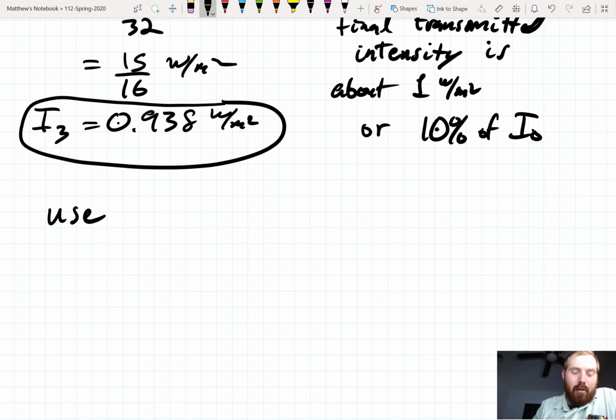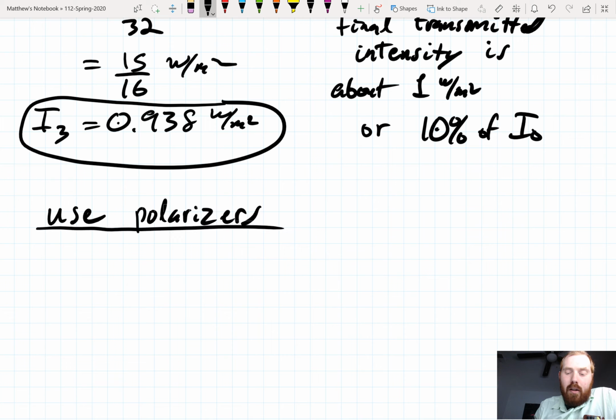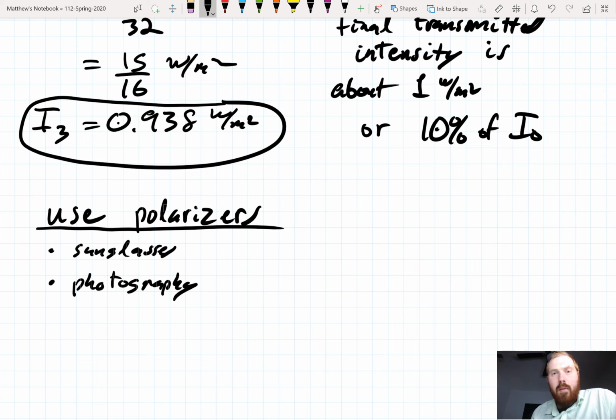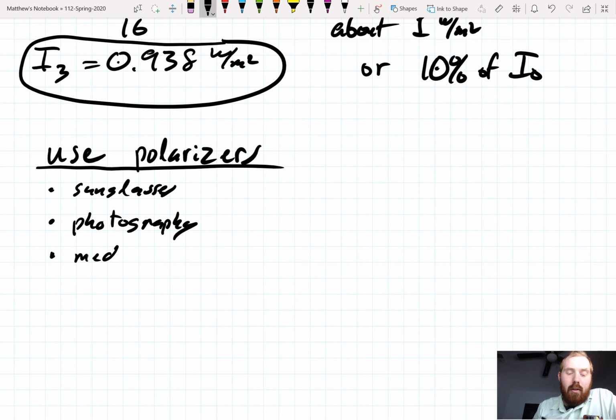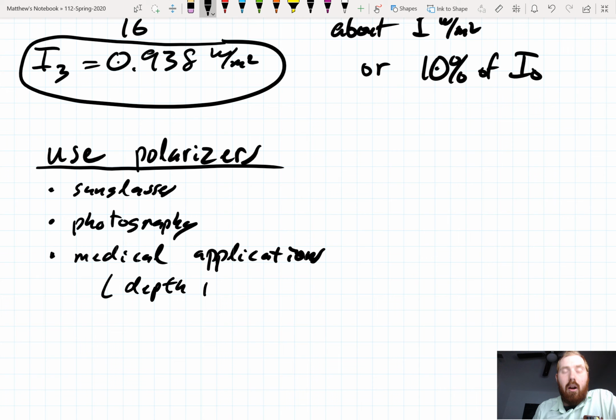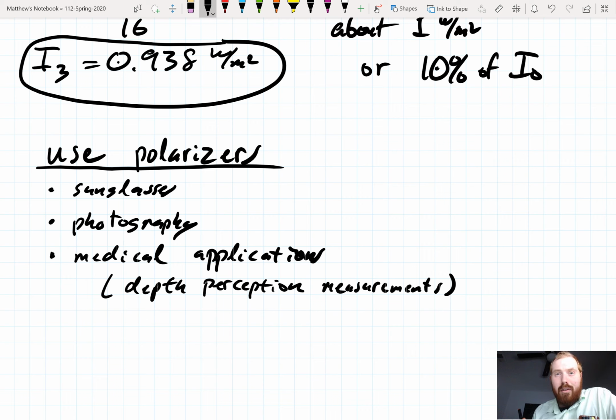So as we wrap up, I want to talk about some uses of polarizers, just so you have these things in your head. As we already established, sunglasses. Very useful for sunglasses. They also come up in photography. You can do special types of images, how you record the images onto your plates. You can use polarizers to help with that. Other uses, you can have tons and tons of medical applications. A common one is depth perception. You actually can put devices on people's faces, shoot different types of polarized light into their eyeballs, and measure the depth perception, what their eye's depth perception is.